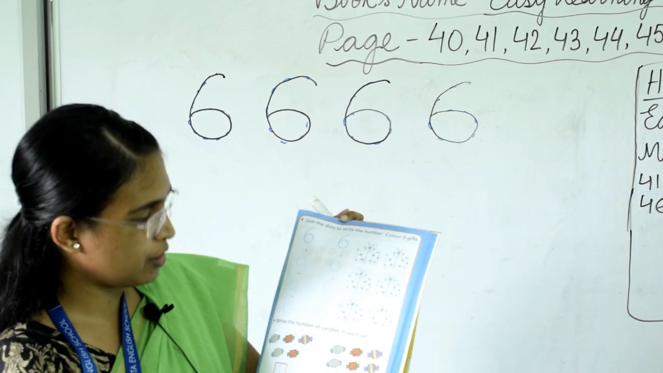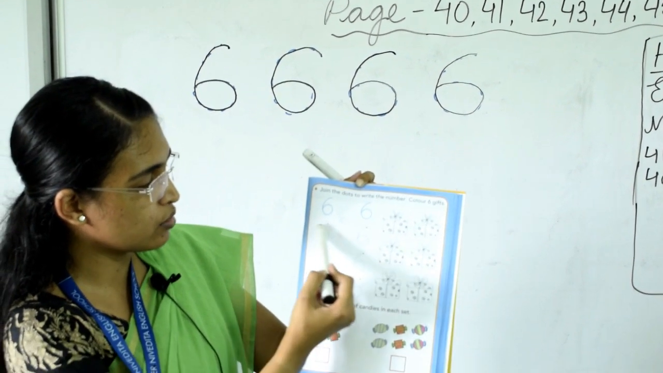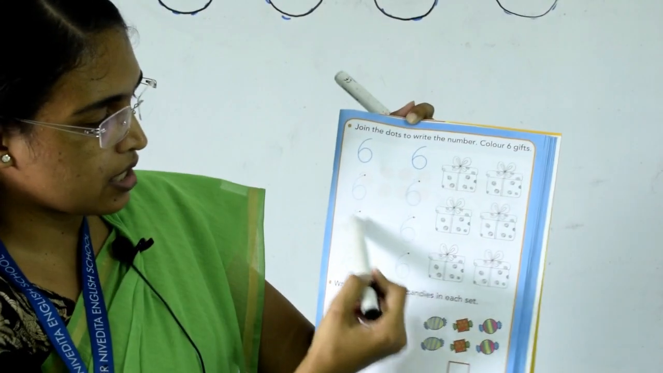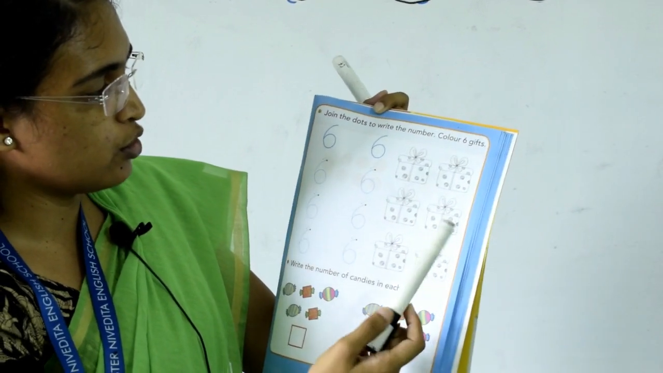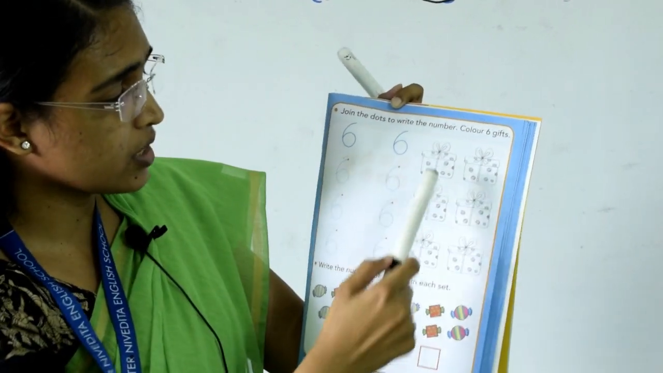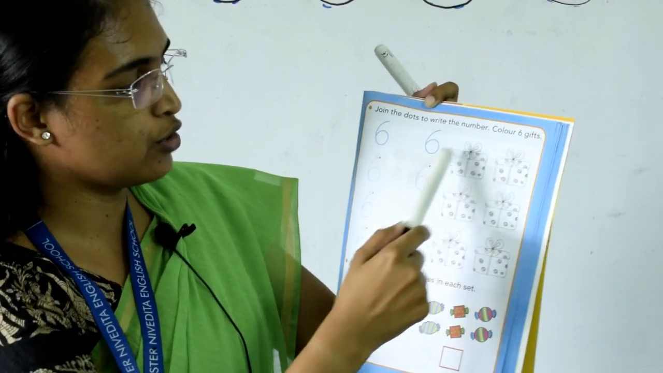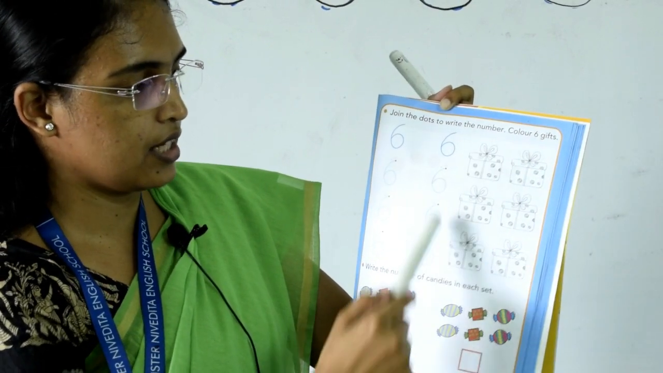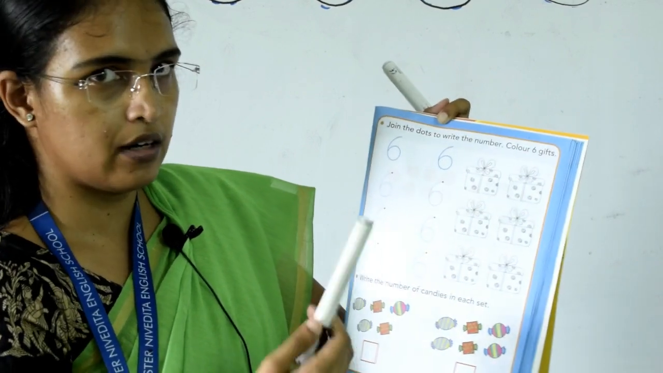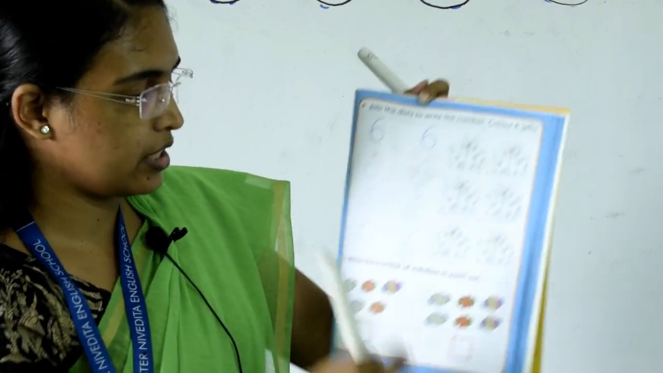This is page number 41. Here also you have to trace the number 6. Then you have to color these 6 gifts. This is a gift pack, right? So you have to color these 6 gift packs. Whatever color you like, you can color it.